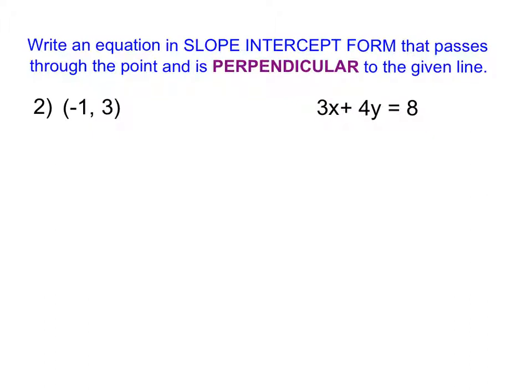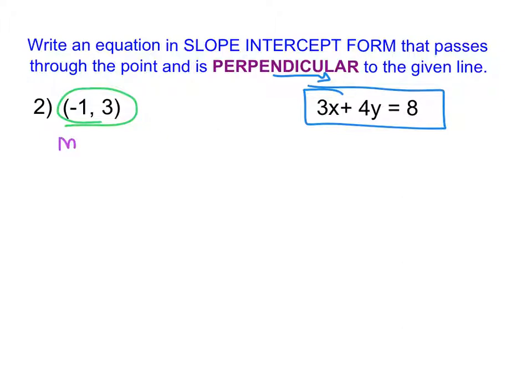In the second example, we're going to write the equation in slope-intercept form for the line that passes through the point negative 1, 3 and is perpendicular to this line over here boxed in blue. So we're perpendicular to this line and we're going through the point negative 1, 3. So I'm going to start with my line and record what I know about my line. So I know that my line is going through the point negative 1, 3. That's what I have been given.